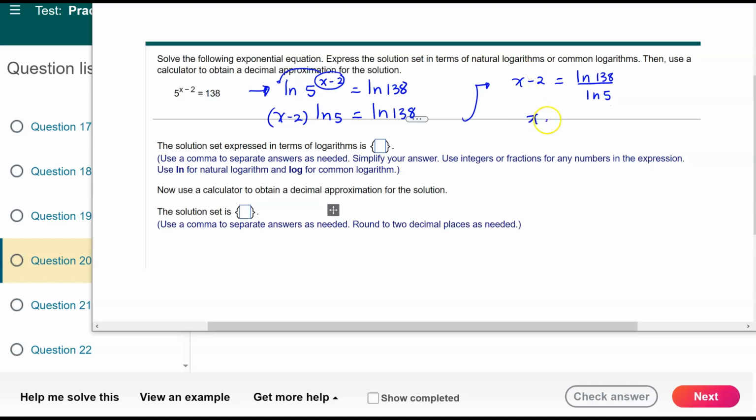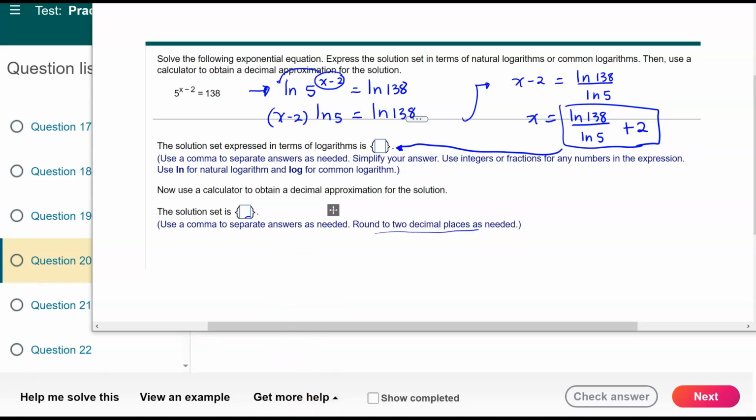Then you solve for x. So x is equal to ln of 138 over ln 5 plus 2, because you move that to the other side of the equation. This is what you would input in here. Okay, that's what you would input there. Then for the solution set, you are going to plug this into your calculator and then type in the answer here. And make sure to round off to 2 decimal places as needed.